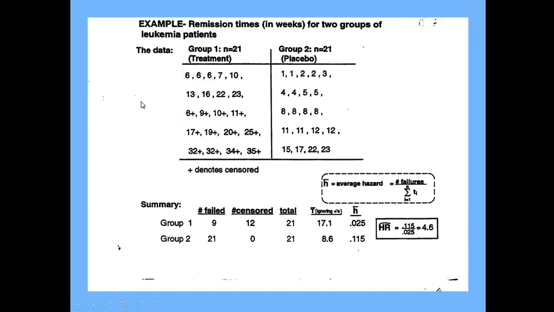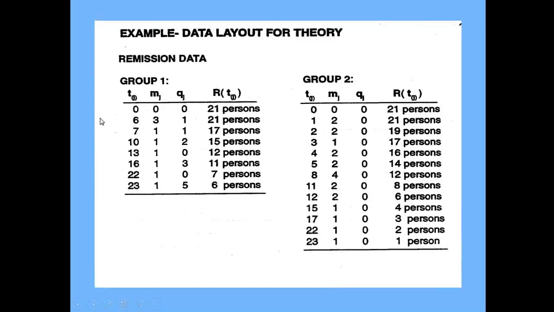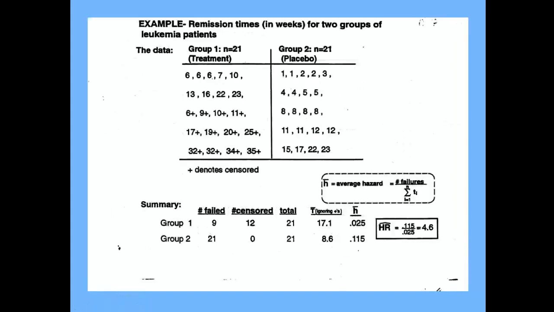That's tricky. So you can go through this, and here it is. This is what it is for group 1. You notice how I had 6, 3, 1? That's what I showed you already. 3 people failed at time 6. 1 was censored between. Now, look at this. At time 7, 1 person was censored, and 1 person failed, and 1 person was censored between time 7 and time 10. Who's that? Who was censored between time 7 and time 10? The 9 plus. Okay? So that's what you're doing here.